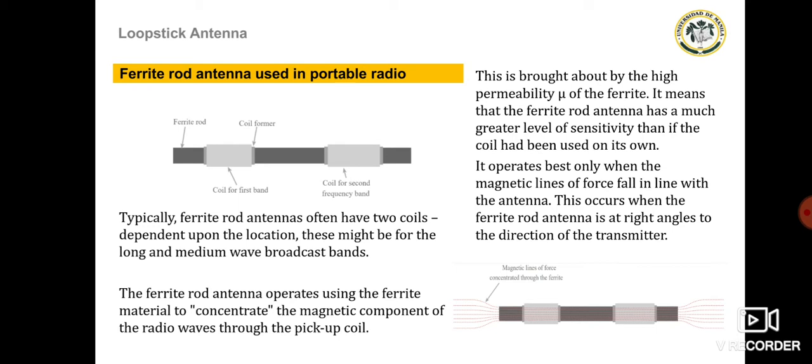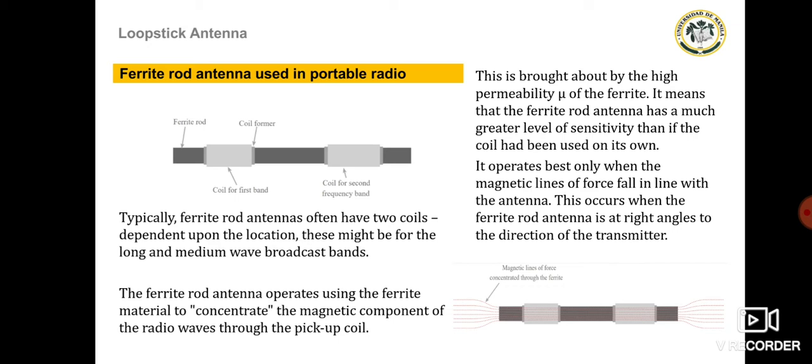Typically, ferrite rod antennas often have two coils dependent upon the location. This might be for the long and medium wave broadcast bands. The ferrite rod antenna operates using the ferrite material to concentrate the magnetic component of the radio waves through the pickup coil. This is brought about by the high permeability of the ferrite. It means that the ferrite rod antenna has a much greater level of sensitivity than if the coil had been used on its own.